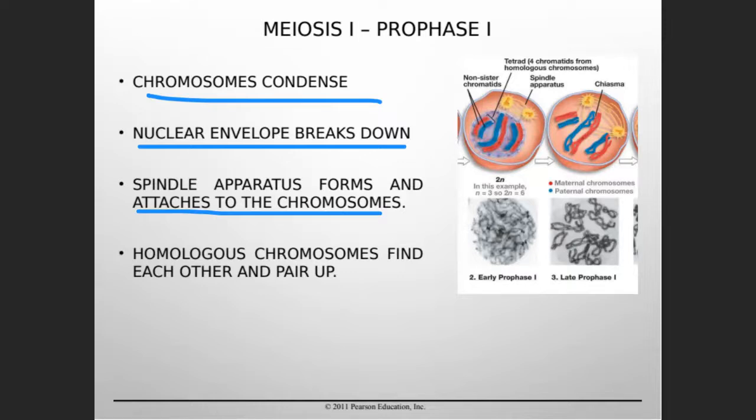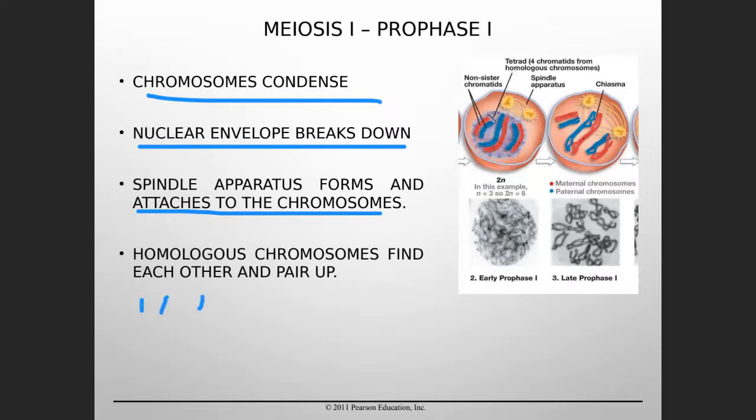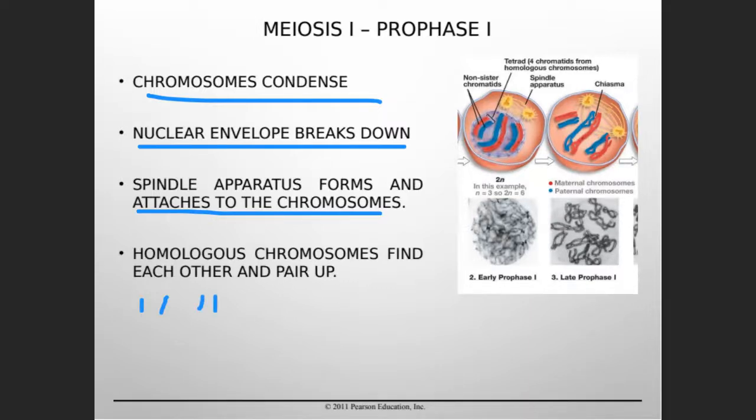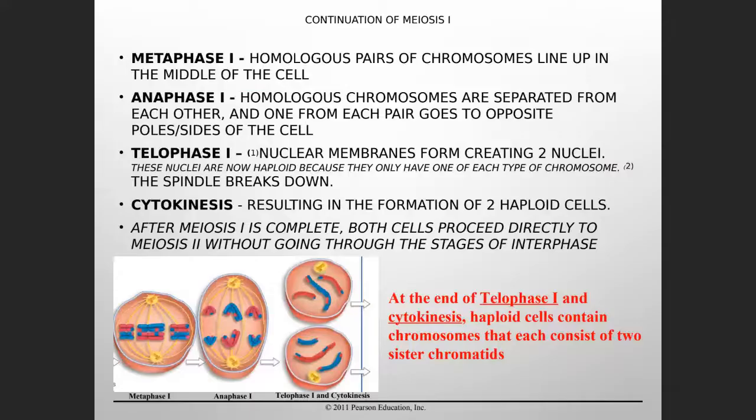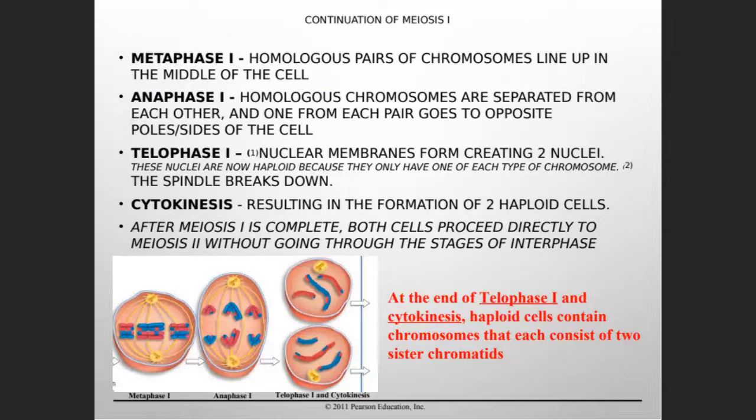So you get chromosome 1 from mom pairs with chromosome 1 from dad. Chromosome 2 from mom pairs with chromosome 2 from dad. Chromosome 3 from mom pairs with chromosome 3 from dad. These line up in pairs across the equator. Remember in mitosis, they were single file. Here, the homologous pairs, like kids, the buddy system, line up in pairs. The homologous pairs line up. Okay? So metaphase 1, the homologous pairs of chromosomes line up in the middle of the cell now.